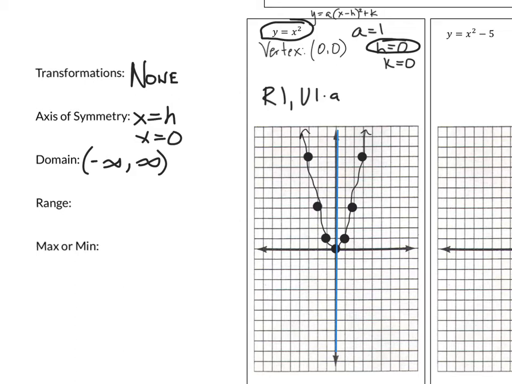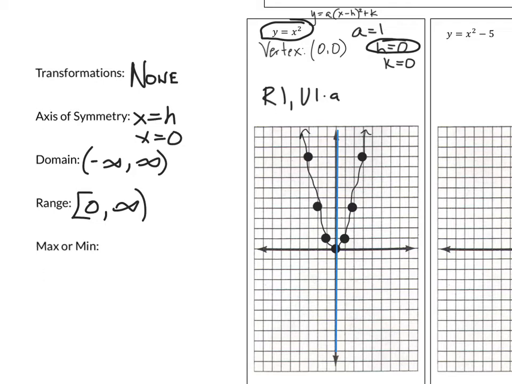Now comes the challenge, the range. How low does it go? As I follow this, it comes down to 0, and then it goes back up. So the low point is at 0. On the range, the lowest point is 0, and I'm going to put a bracket here because it goes to 0 and stops. Then how high does it go? I have both those arrows, which means it goes to positive infinity.